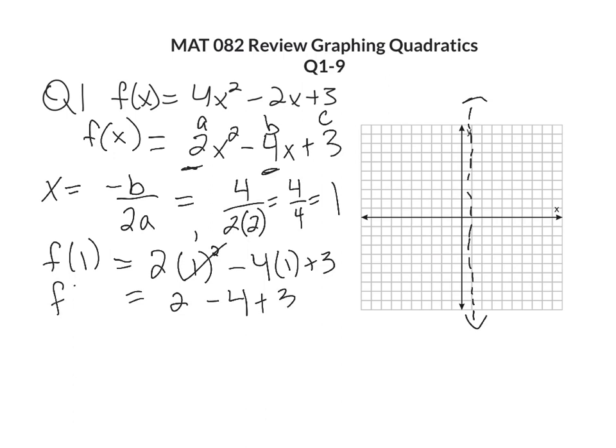So I have 2 minus 4 is negative 2 plus 3 is a positive 1. That means my vertex of the parabola is at (1, 1). So I'm going to go ahead and plot that. That's here, at (1, 1) is right here.